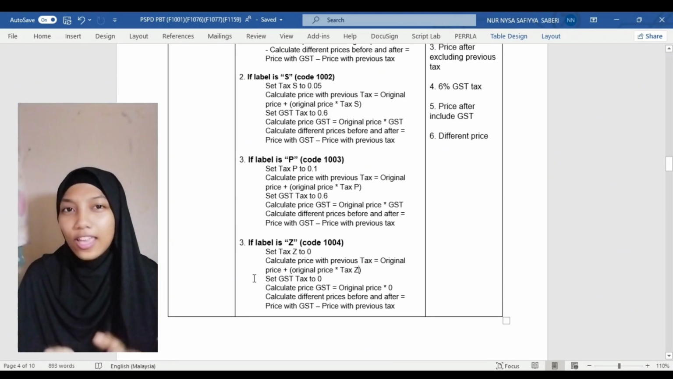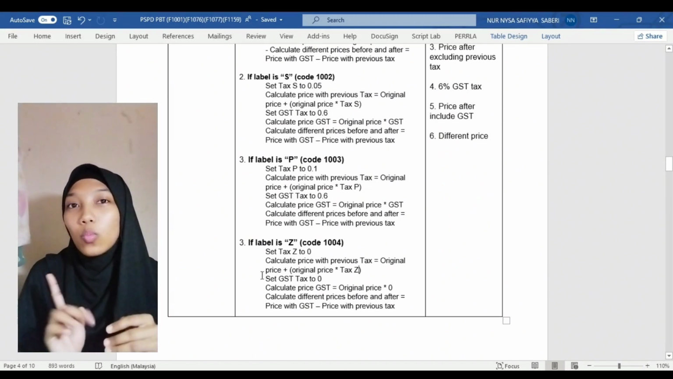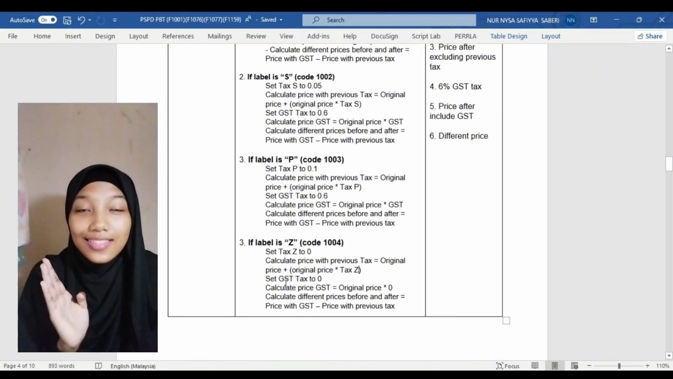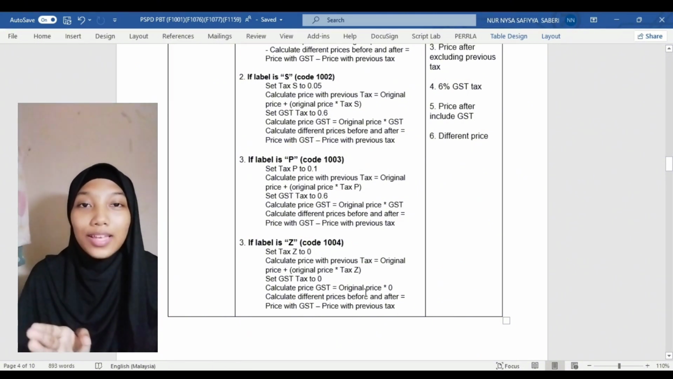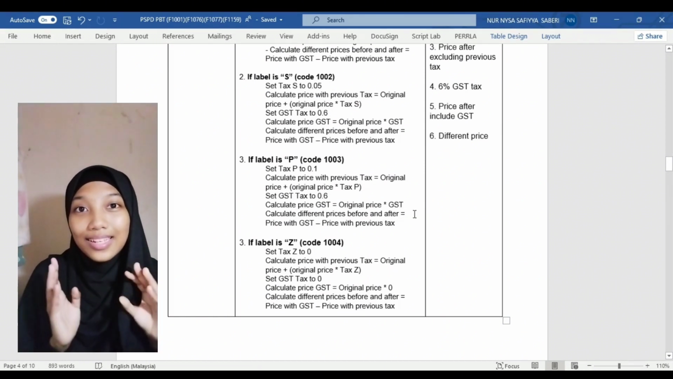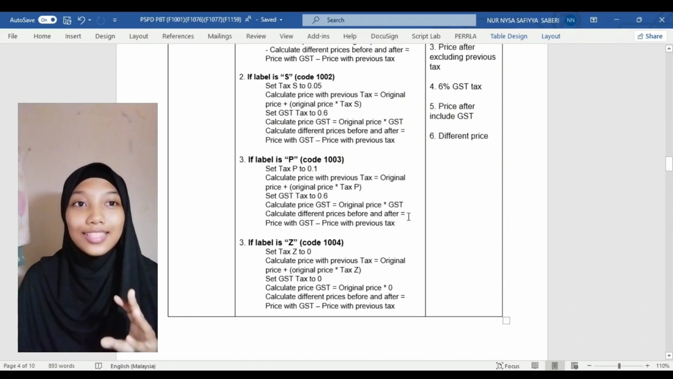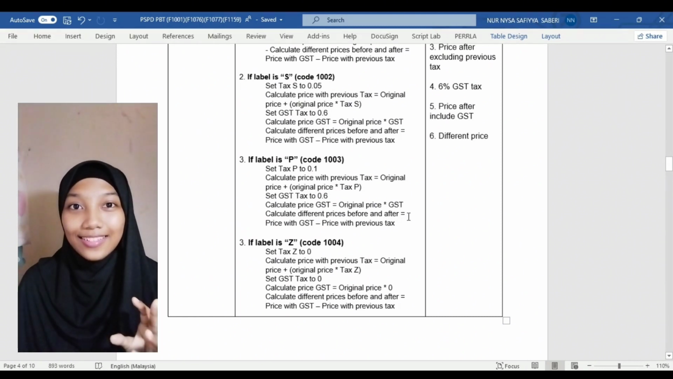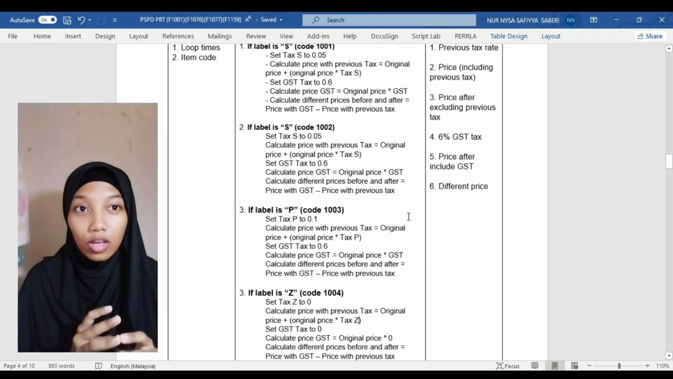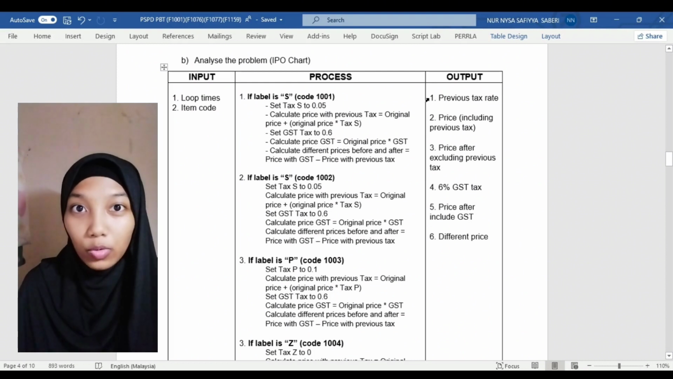And lastly, if the label is Z, which is code 1004, set tax Z to 0 because the amount of Z will still remain the same without any calculation for GST tax. So in the process, you just need to set GST tax to 0.